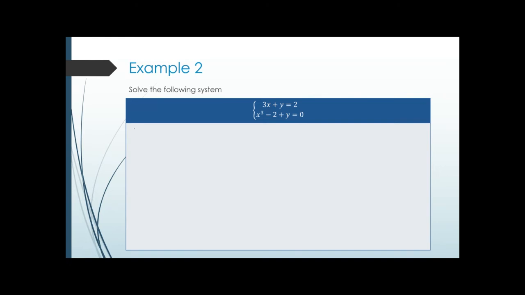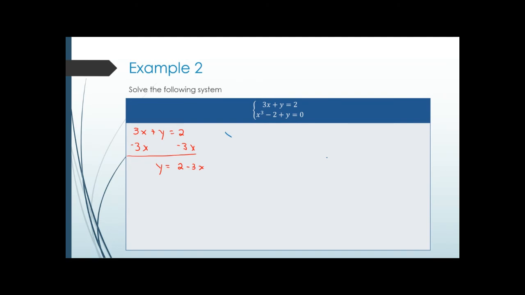So I'm going to take that 3x plus y equals 2, and I'm going to solve this for y so I can substitute it into the other equation. So this gives me y equals 2 minus 3x.